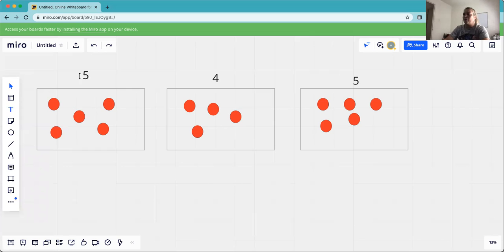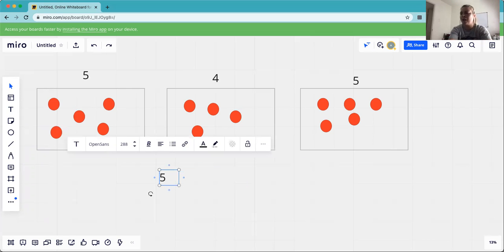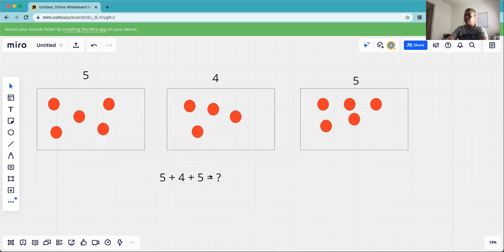So right here, I have 5 in my one basket plus, because I'm trying to figure out how many in all, 4 in my other basket plus 5 in my other basket equals, we're trying to figure that out. Don't quite know yet. So I'm going to take 2 of my numbers and add them together first.